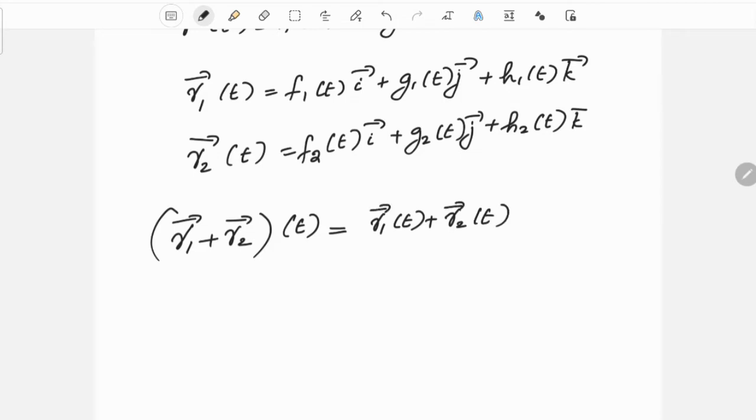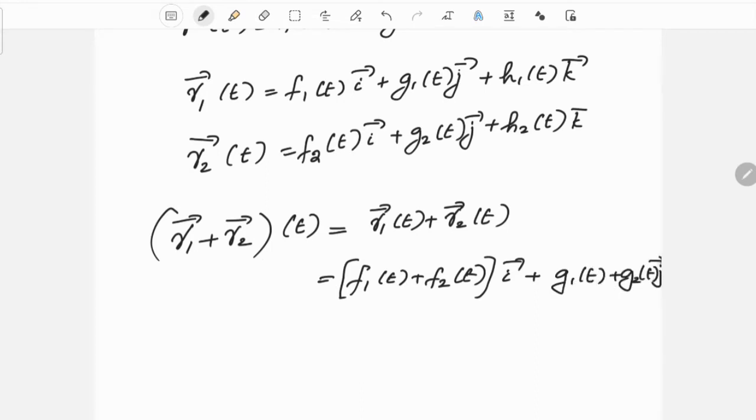So the sum behaves exactly like the sum of two vectors, and therefore we can add the components, and so we obtain the result as f1 of t plus f2 of t i plus g1 of t plus g2 of t j plus h1 of t plus h2 of t k.